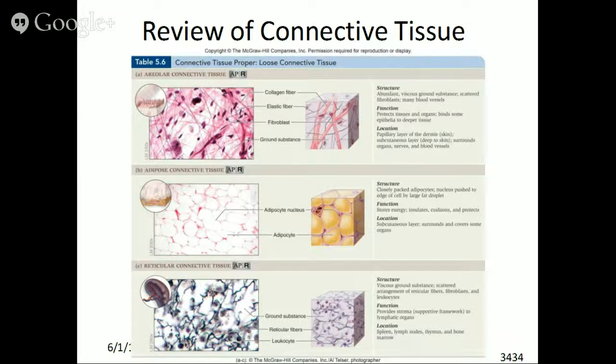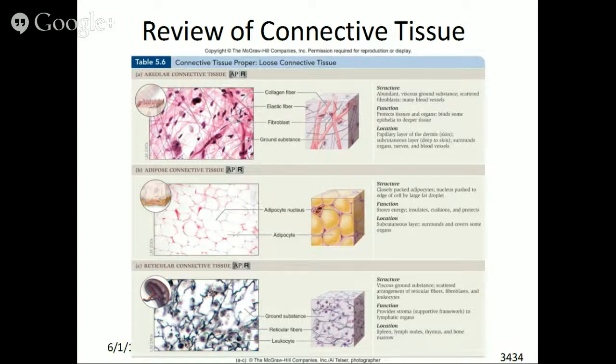Areolar connective tissue is always connecting epithelial tissue to other tissues, period. Anytime you see epithelial tissue, it is not sitting there by itself. If it's supposed to be a layer, there's something connecting it to the layers below it. And that's usually areolar connective tissue. It's called areolar connective tissue because there's lots of spaces in the tissue itself.